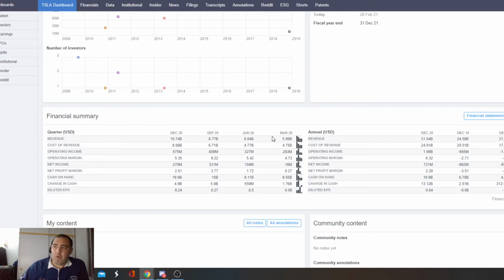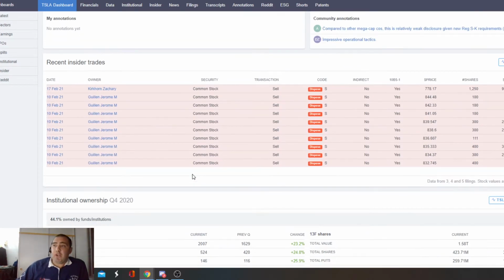So you can have a look at the quarters. You can have a look at revenue, for example. If you want to have a look at a company, I've always said that I want to see an increase of revenue. So here you can see all that information that you want at a glance. This is actually my favorite tool that I use when I'm first glancing at a company. It'll also give you the recent insider trades.